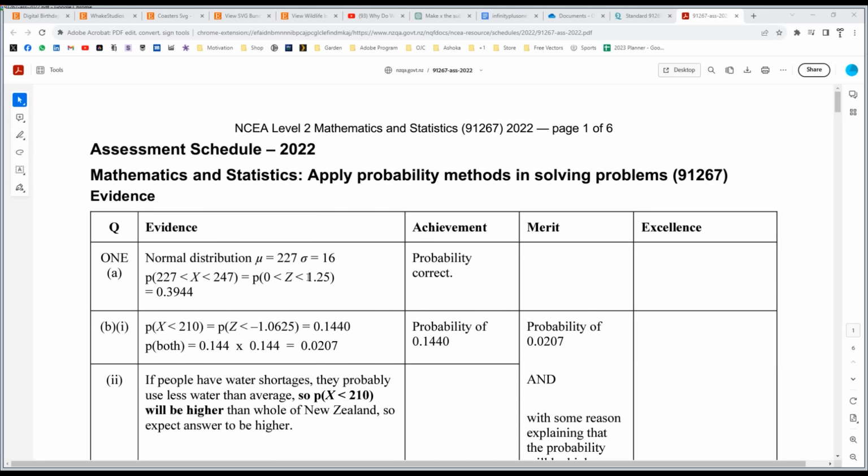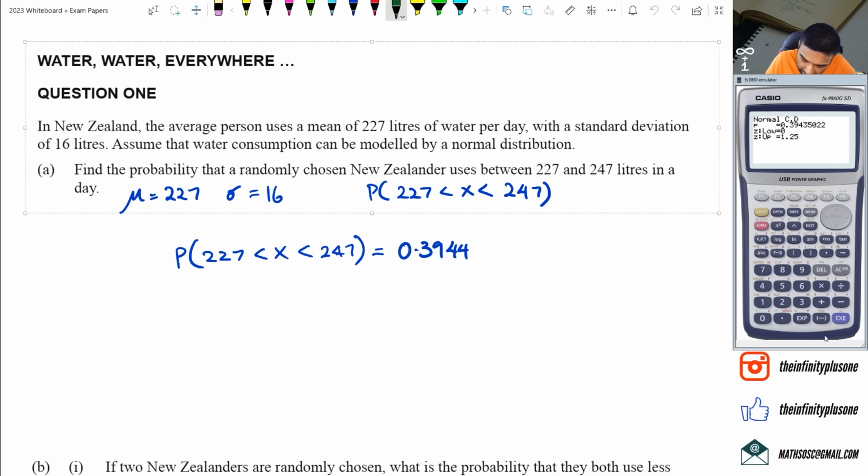I'm not sure if you need this step or not, but considering it's an Achieved question, I would probably say you can go directly to the answer itself. So this is what an Achieved grade looks like, and then we move on to the next question.